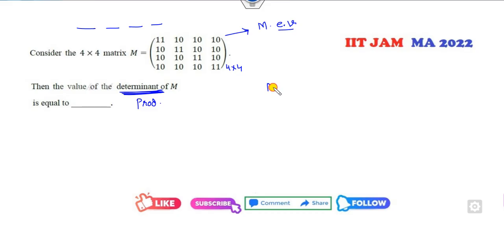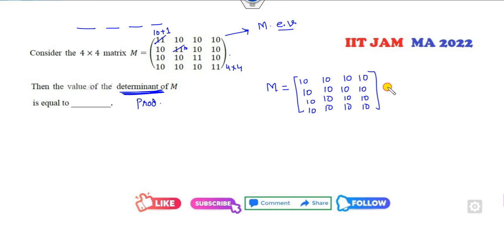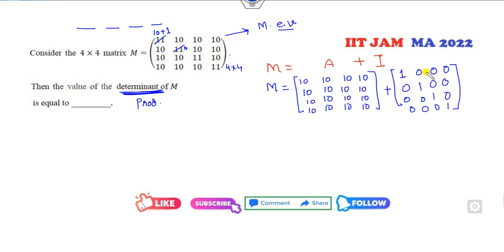Now look at that. This M, can I write this M? I can break this 10 plus 1. So this value I can write as 10, 10, 10. Plus, what remains is 1, 0, 0, 0, 0, 1, 0, 0. Fine. So this matrix M I can break, say A plus I. This is my identity. Now what are the eigenvalues of this? Eigenvalues of this are 1, 1, 1 and 1.